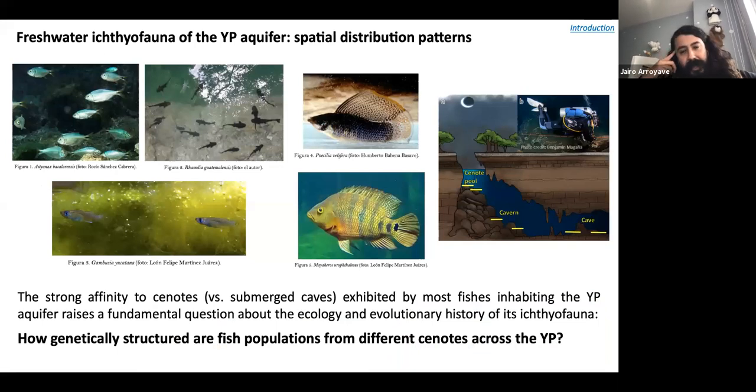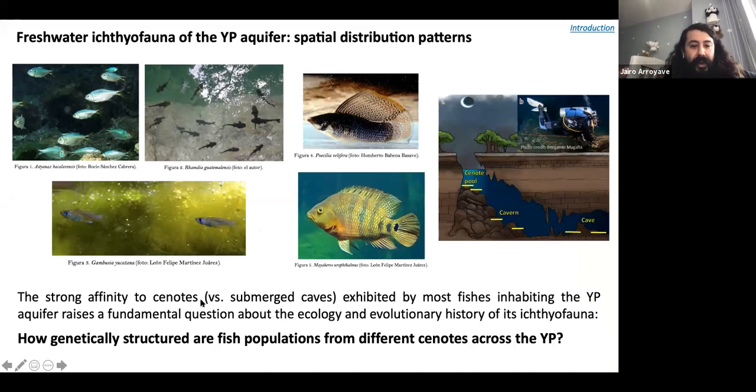Most of the species of fishes that inhabit this system, however, are more associated to the cenote pool. They tend not to venture much into the cavern or cave, at least that we know of. And these are examples of some of these species, including the catfish Rhamdia guatemalensis that I'll be talking about today.